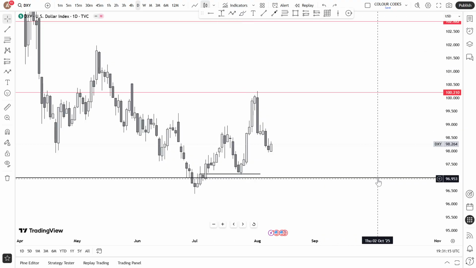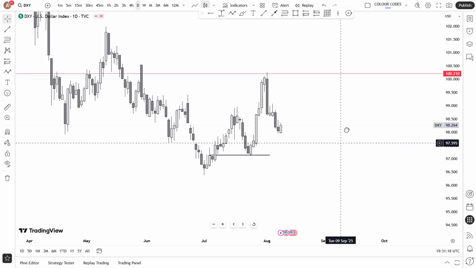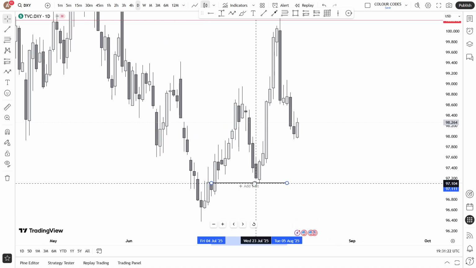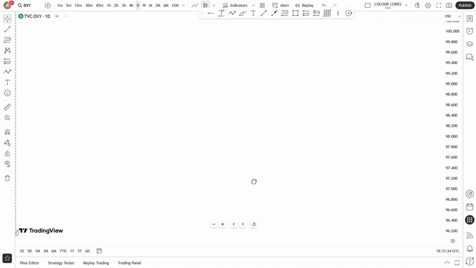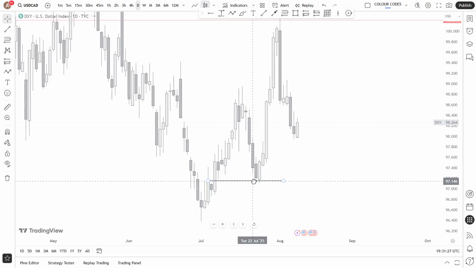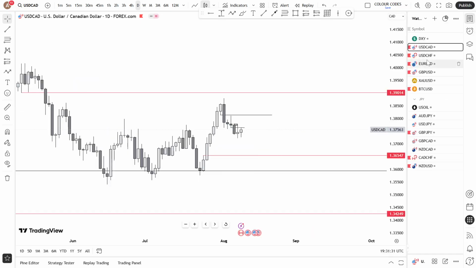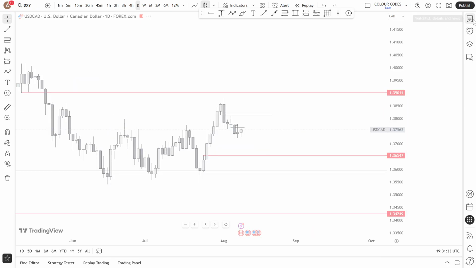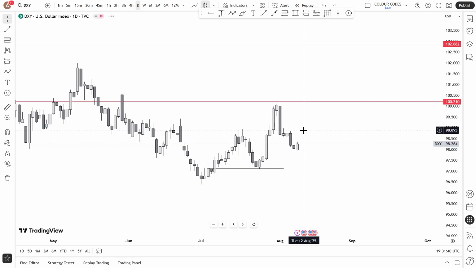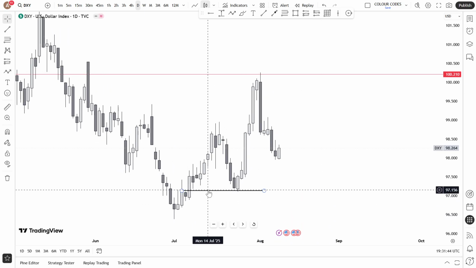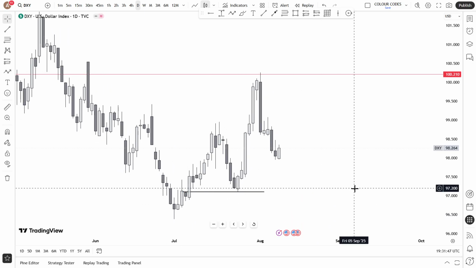Sorry, let me delete this one. So this particular buy was actually from this daily order block. Okay. So the buy was from this particular daily order block.